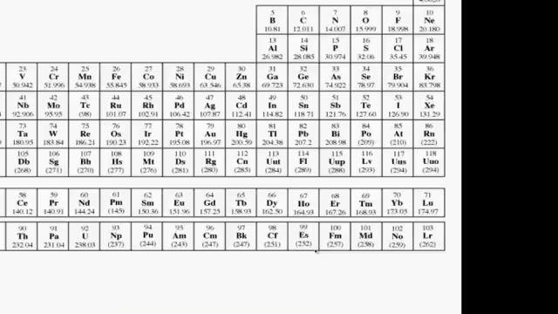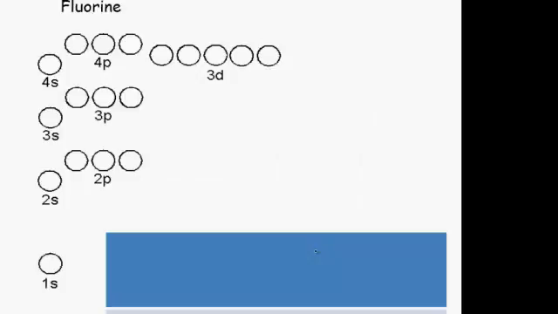Let's try fluorine. 1, 2, 3, 4, 5, 6, 7, 8, 9. And notice how I filled up the p's. I fill up all the p's first, then I go back. So it's 1s2, 2s2, 2p5.